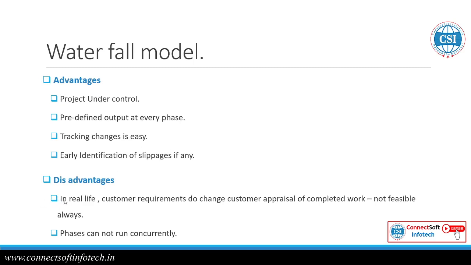And what is the disadvantage in real life? Customer requirements change periodically, so it's not feasible, and phases do not run concurrently. We run them one by one. The advantage is that the project is under control because we have small durations and everything is documented. Tracking the changes is easy, and early identification of slippage is also available, right?